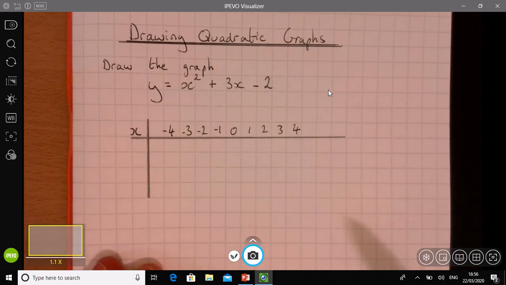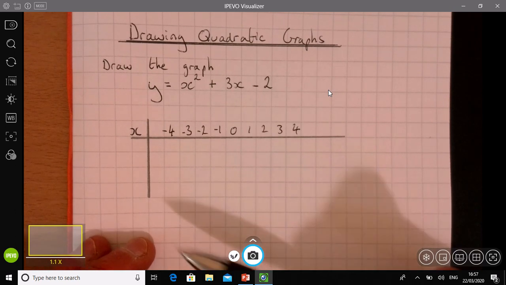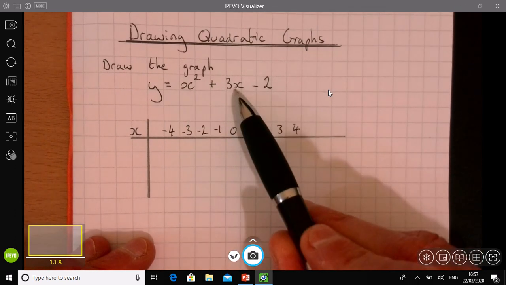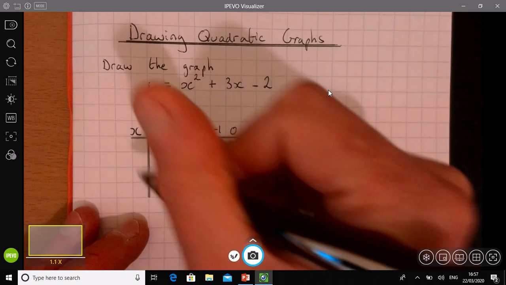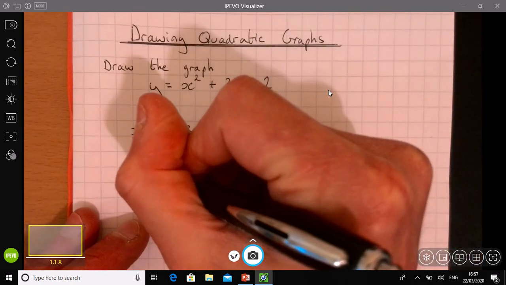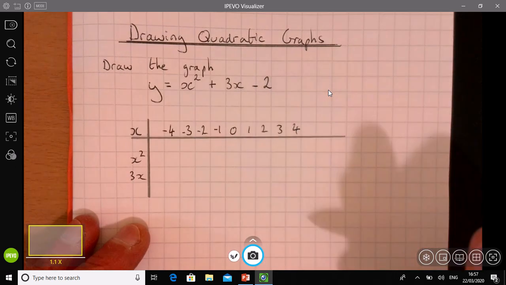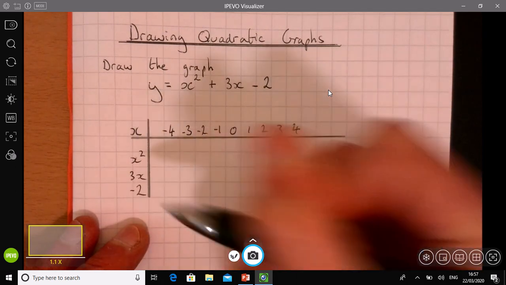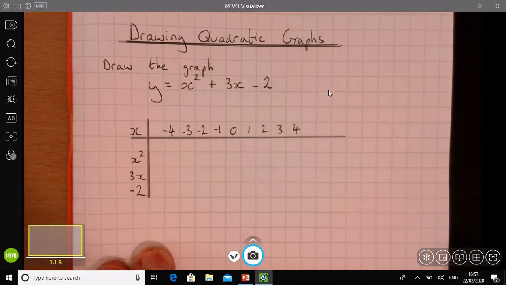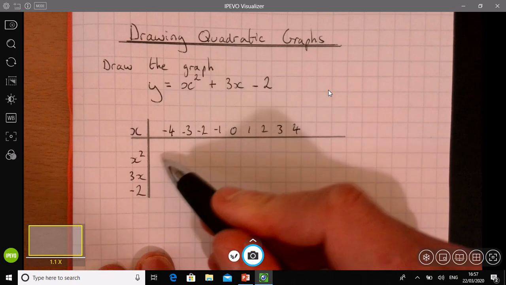Within a question, you'd normally be told what values to use. Typical GCSE questions would give you a table and ask you to fill some numbers in. But the way that we're going to look at it today is we've got 3 different elements of our function. So let's write in, so we got x squared, we've got 3x, and we've got take away 2. So it's probably easier if you just separate it like this.